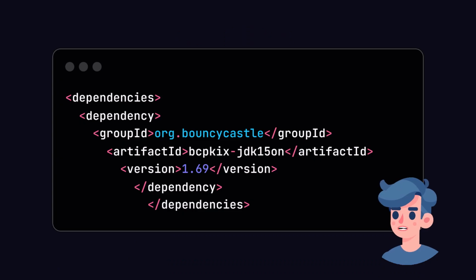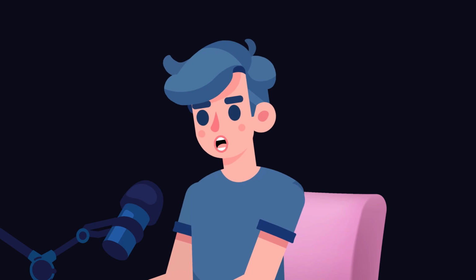In the pom.xml file, we will be adding some dependencies that will help us with file cryptography and secure file handling. Let's add the Bouncy Castle library, which is a powerful tool for cryptographic operations. After adding the dependency, don't forget to refresh your project to download the necessary libraries.